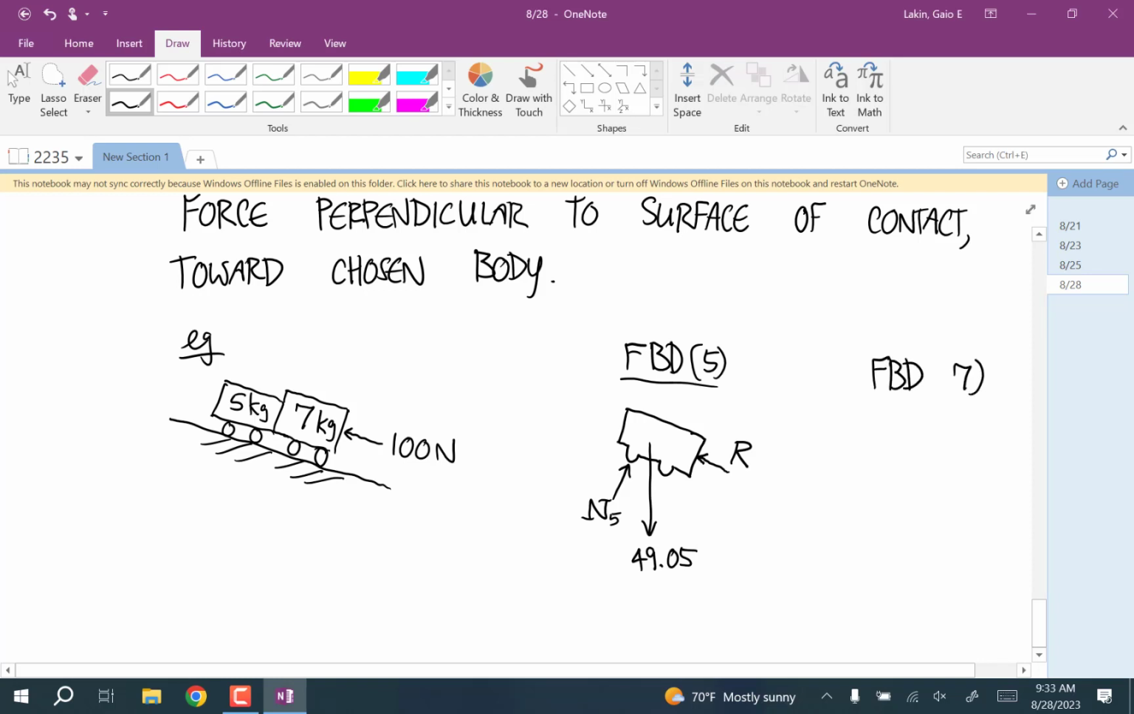Now the free body diagram for the 7. There's a weight force of 7 times 9.81. I think that's 68.67 if I remember. Newtons. There's a pushing force from the incline, so that's perpendicular to the surface toward the chosen body. Call that N7. There's a pushing force from the 5 toward the chosen body, perpendicular to the surface. That's an action-reaction pair, so that's R, just like the other one was. And then there's the 100 that's just given. We're not told what's applying that force. It's just given.